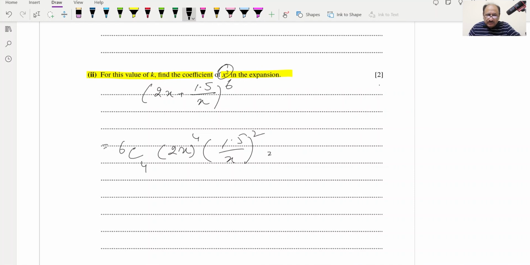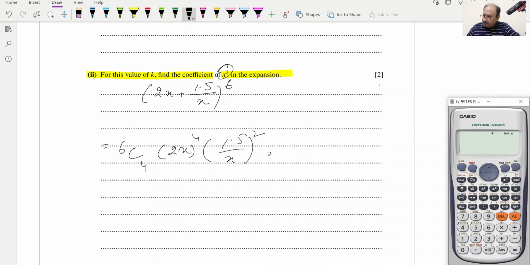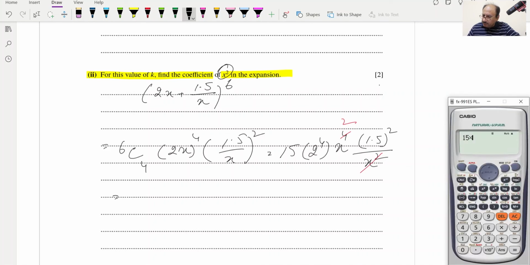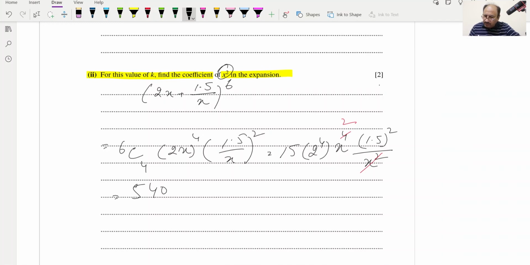We can write separate squares for these two. So 6C4 is equal to 15. So 15 into 2 raised to the power 4 as it is, and x raised to the power 4, and 1.5 we can write separately squared, and x squared. Now this x squared will be cancelled, so we have 15 multiplied by 2 raised to the power 4, multiplied by 1.5 squared, and this is equal to 540. So 540 x squared, and the coefficient of x squared is 540. This will be the final answer.